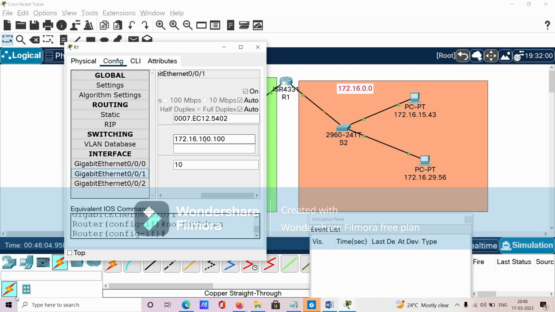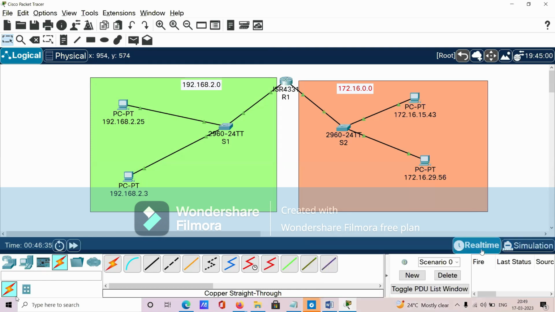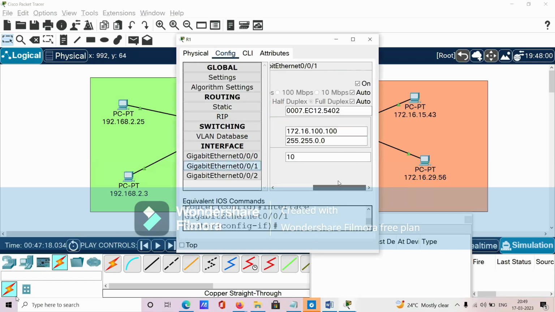Because it is available and it belongs to that network, I assign the subnet mask. The moment I assign the subnet mask, I perform the AND operation. The network address is 172.16.0.0. The moment I assign the IP address, look here, it has generated the ARP messages. So what is the need for the ARP message?